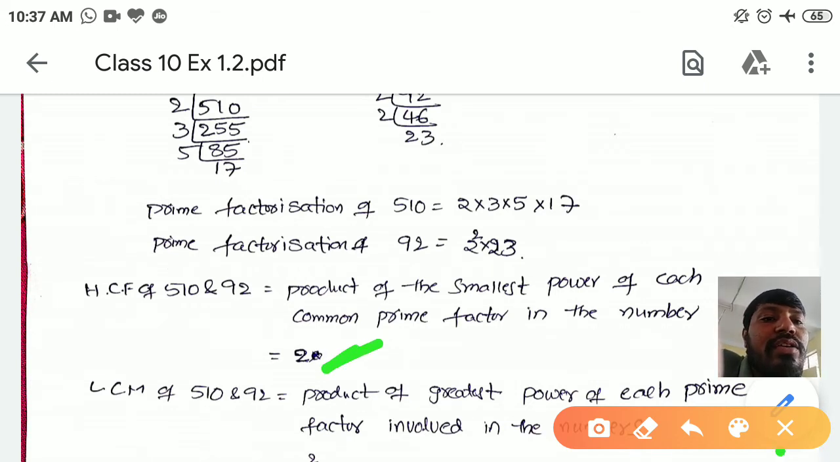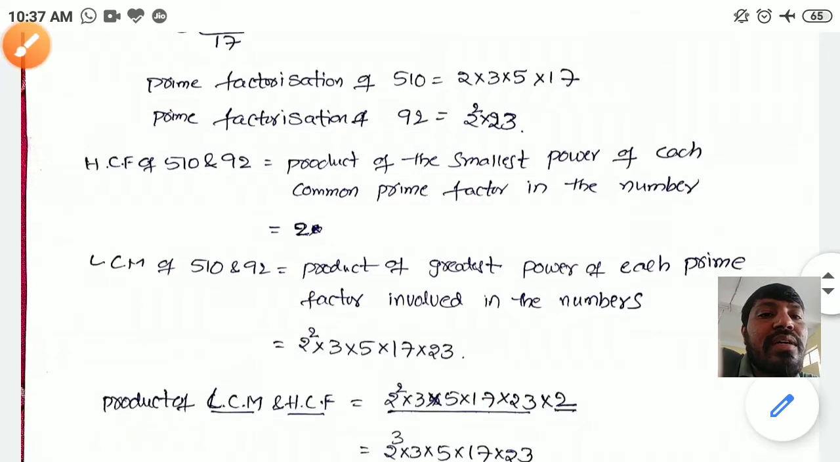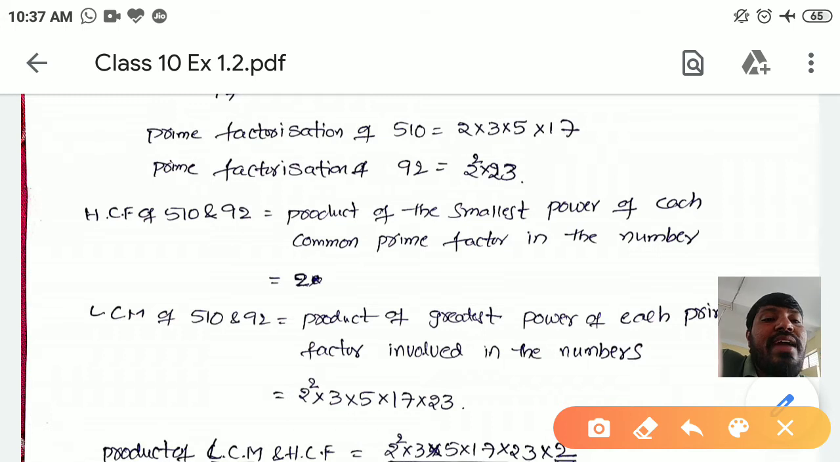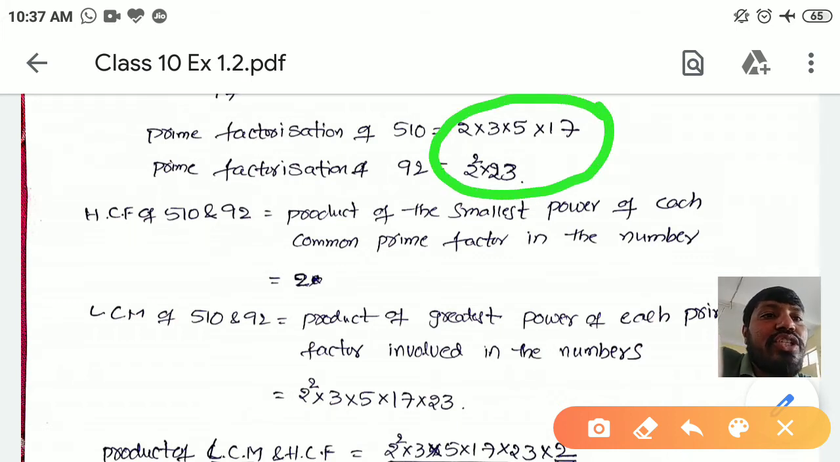And whenever you find the LCM of these two numbers, it is the product of the greatest powers of each prime factor involved in the numbers. Each prime factor means all. You can see 2, 3, 5, 17, 23 in the prime factorizations of these two numbers. For all of these, what are the greatest powers? For 2, here is 2 power 1, here 2 power 2. That means 2 power 2 is the highest power, so 2 power 2 should be written.